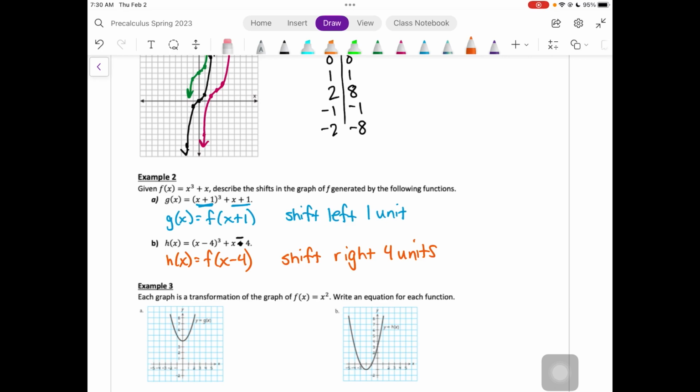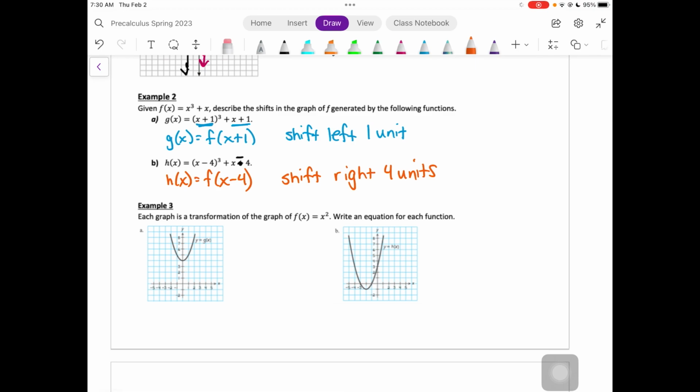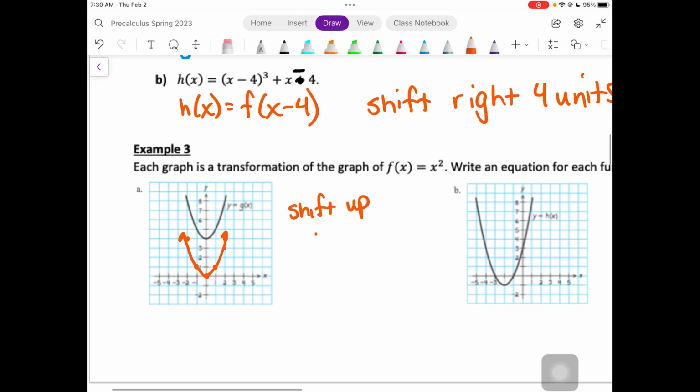Okay, let's take a look at number 3. Each graph is a transformation of the graph of f of x equals x squared, so that's a parabola. So we're going to write the equation, and these are a little fuzzy, but we'll zoom in and hopefully we can read that a little bit. Our regular function starts at 0, 0 and comes here. And so it would look like this. So this is really just a shift up. We have shifted up, and it went up 4 units.